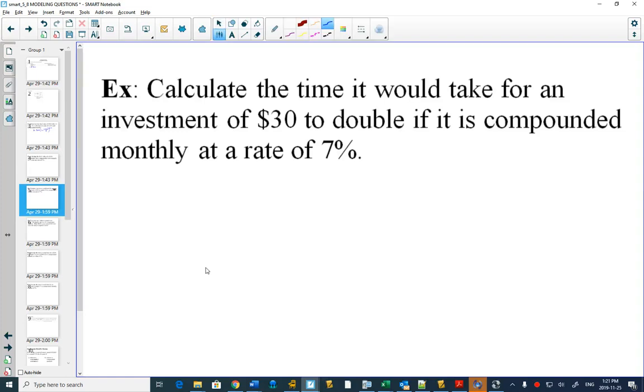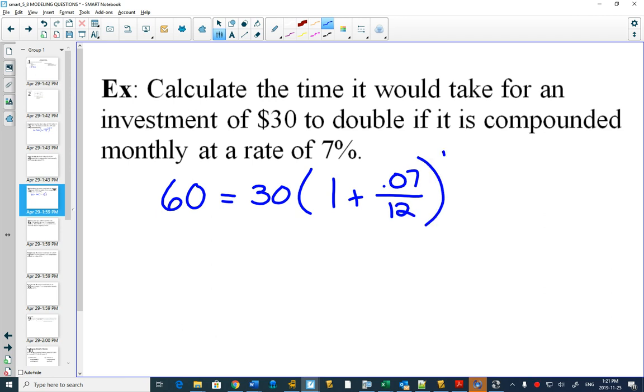Well, if we plug in everything that we know, how long would it take a $30 investment to double? So if I had $30 to begin with, when it doubles, the amount will be 60. 1 plus the interest rate is 0.07, compounded monthly, divided by 12, to the power of 12t. So now we're solving for t in an exponent.